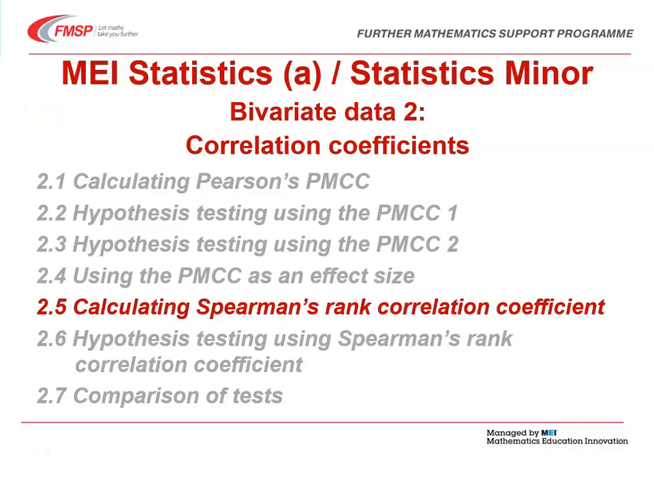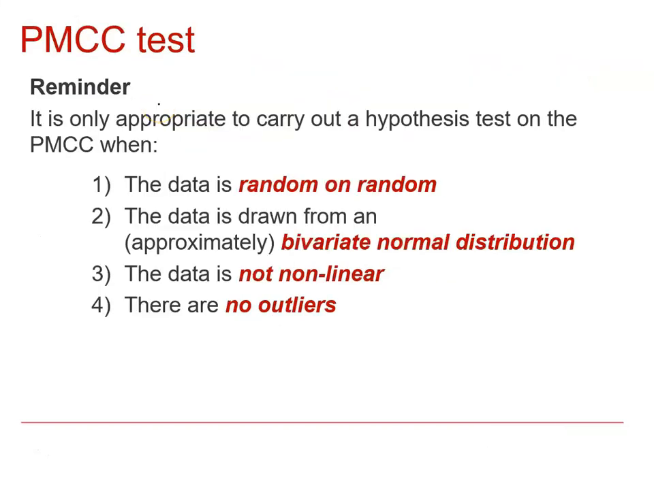This is MEI Statistics Minor, Bivariate Data 2, Correlation Coefficients, 2.5, Calculating Spearman's Rank Correlation Coefficient. So a reminder, when we're doing a hypothesis test on Pearson's product moment correlation coefficient, we need to ensure the following assumptions hold.